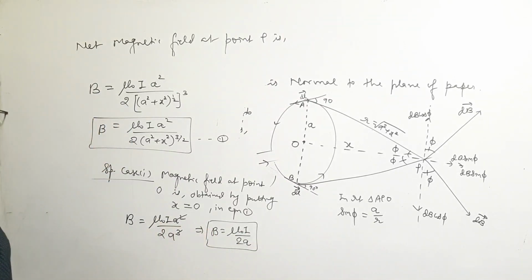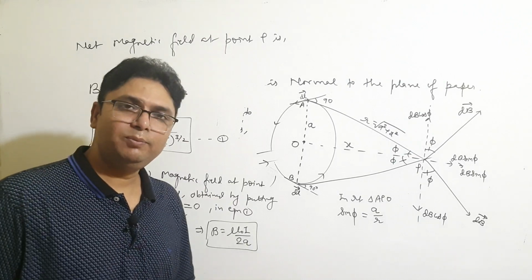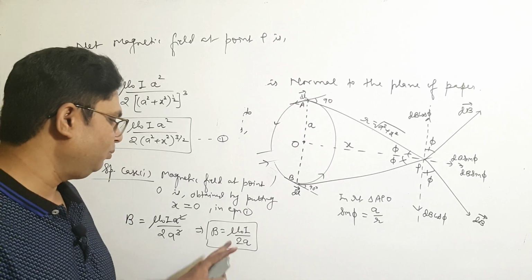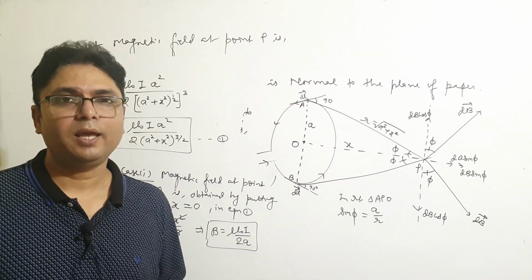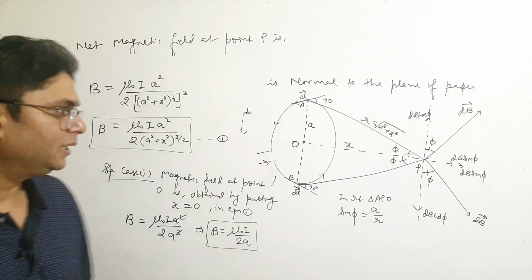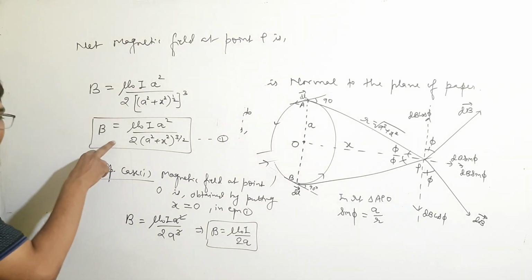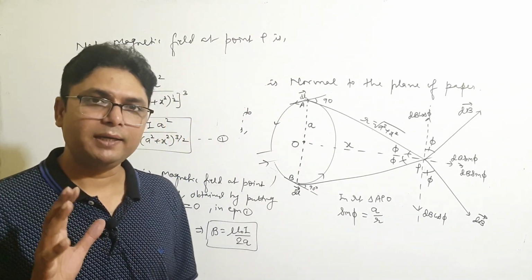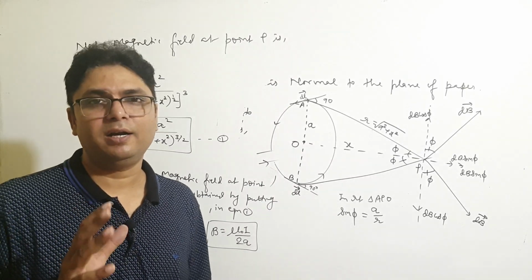As you have seen in the previous video, the magnetic field at the center of the current loop is mu naught I upon 2a. If the loop has n number of turns, then multiply this with n. Thus you have learned the magnetic field on the axis of a current carrying loop.